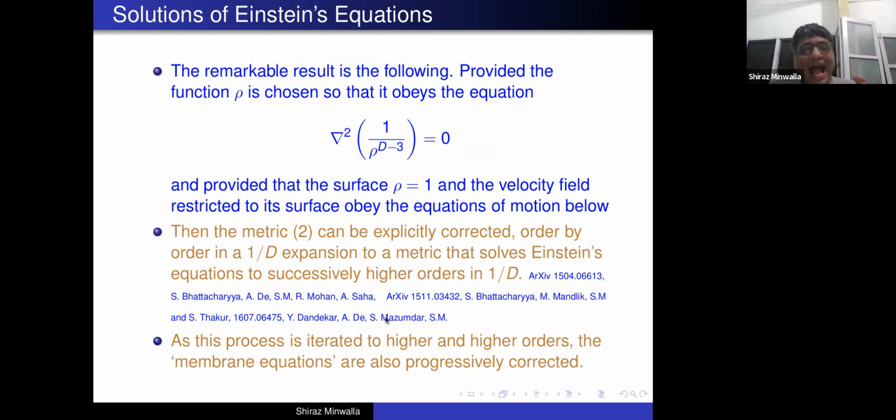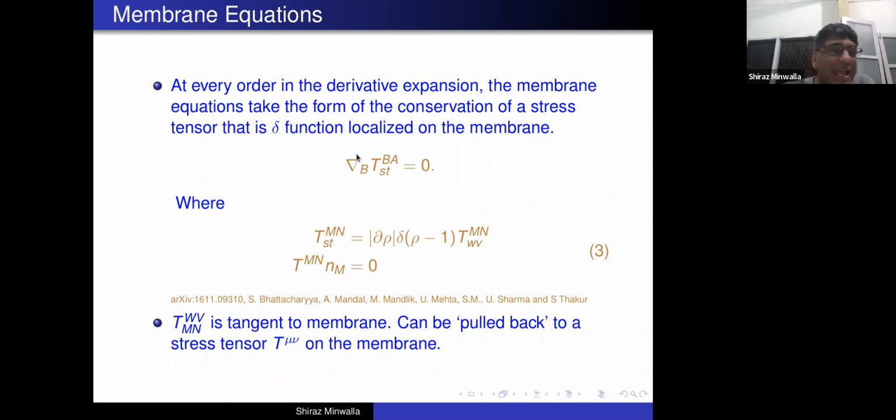Okay, I told you that this is true provided this velocity field on the membrane, on the surface rho equals 1, and the shape of the membrane together obey a certain set of equations. I'm now going to tell you what these equations are. The equations that these fields are forced to obey take a sort of elegant form.